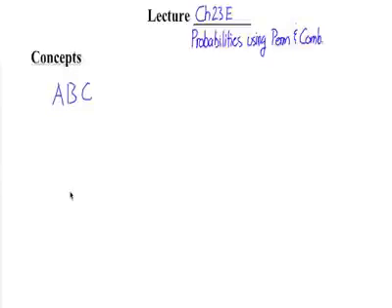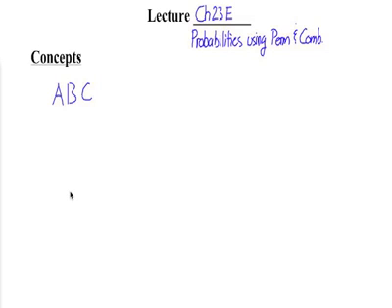Today we're going to be looking at Chapter 23, Section E, on calculating probabilities using permutations and combinations. Let's go all the way back to Chapter 11 and review what probabilities are. But this time we're going to keep it in the context of permutations and combinations. We'll start with our now common example ABC.